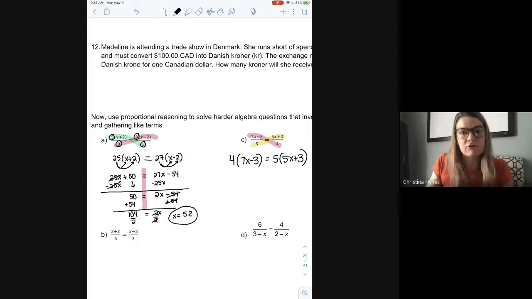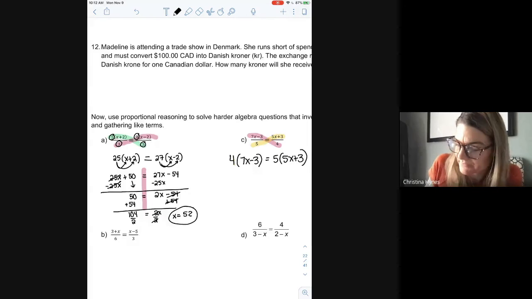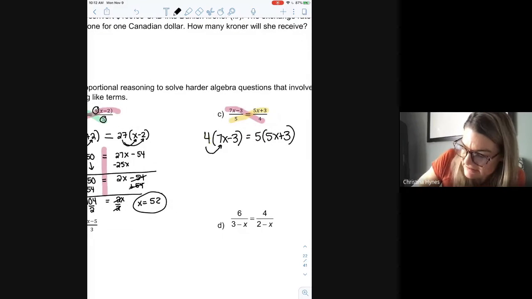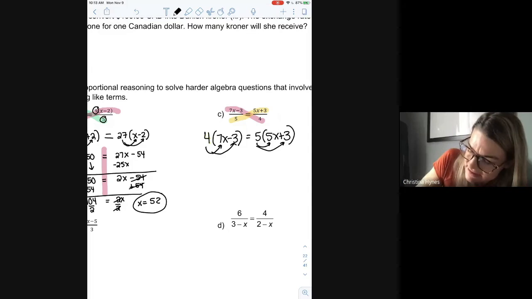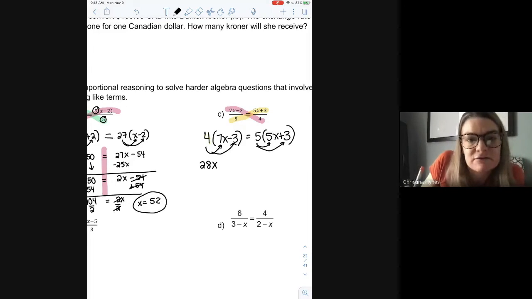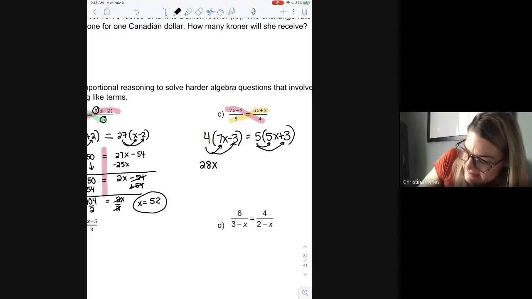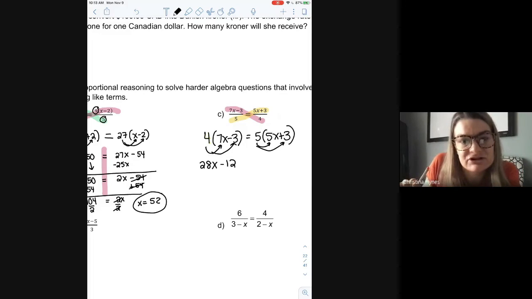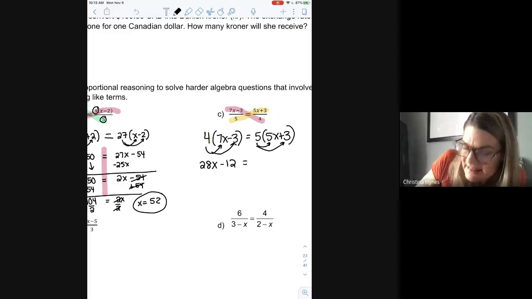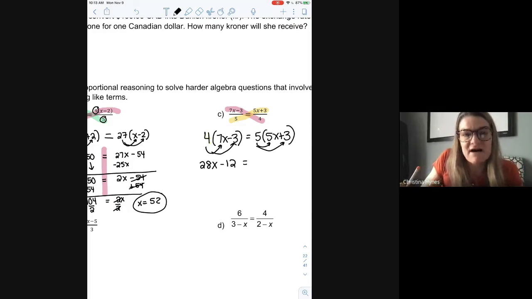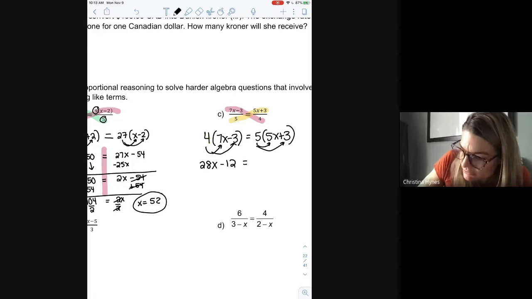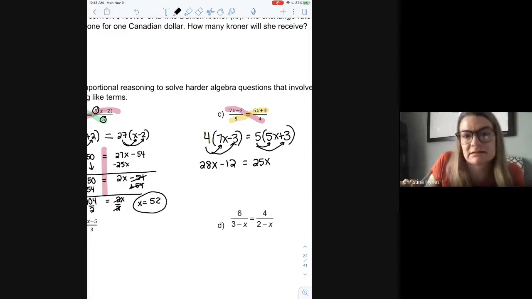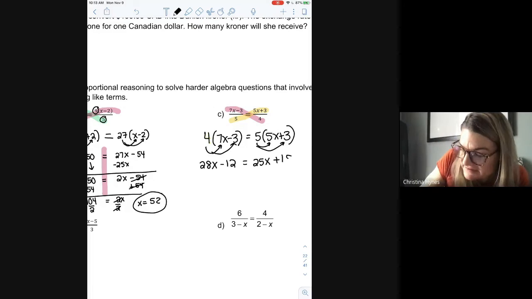Okay, so I'm multiplying 4 with 7x minus 3. That's that pink. And the yellow was 5 multiplying with 5x plus 3. And then I distribute. This goes into the brackets. This guy goes into the brackets. So 4 multiplied by 7 is 28x. 4 multiplied by -3 is -12. You can use your calculator for those. And that's the left side of the equation. 5 multiplied by 5x would be 25x. And then 5 times +3 would be +15. Good?